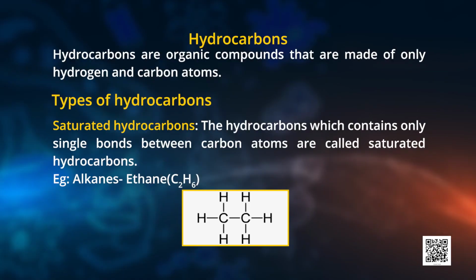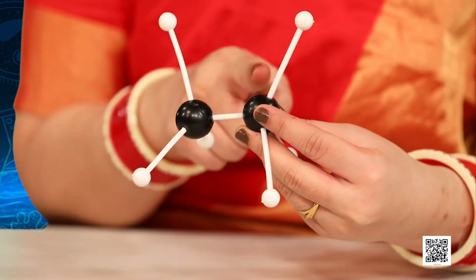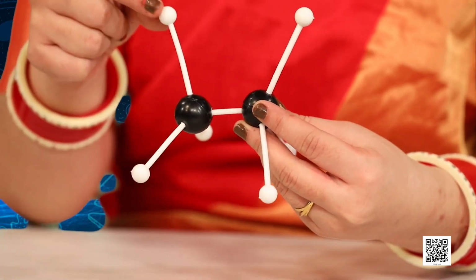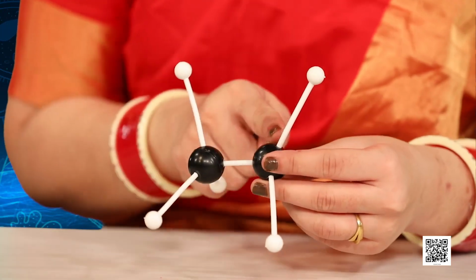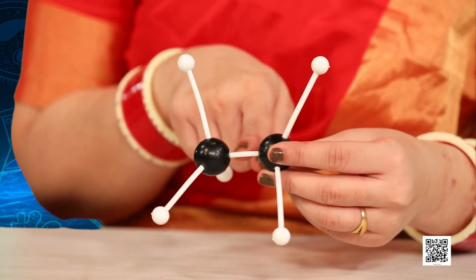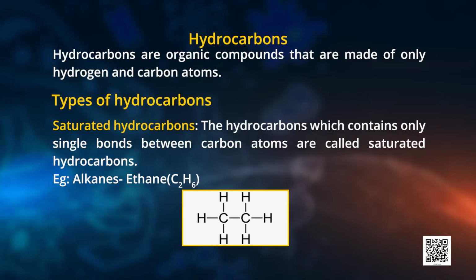The first type is saturated hydrocarbons. These hydrocarbons contain only single bonds between carbon atoms. As you can see in the given structure, this is a type of saturated hydrocarbon where these black balls represent carbon and these white balls represent hydrogen. As you can see in this structure, in between two carbons there is a single bond. So these types of hydrocarbons are called saturated hydrocarbons. The example of saturated hydrocarbons are alkanes.